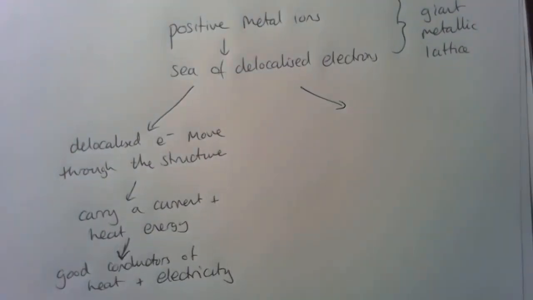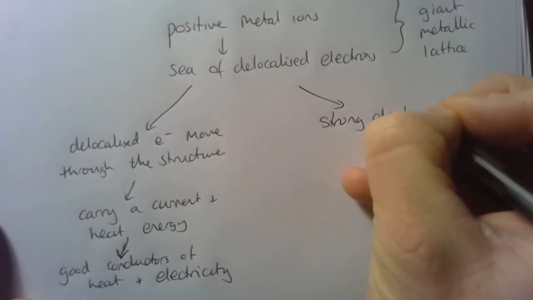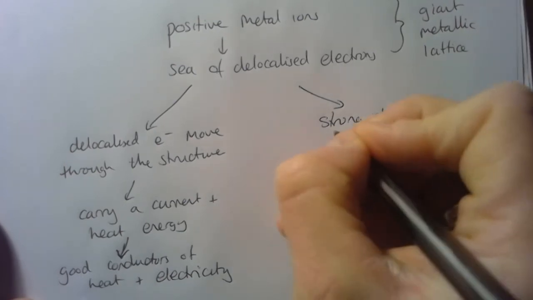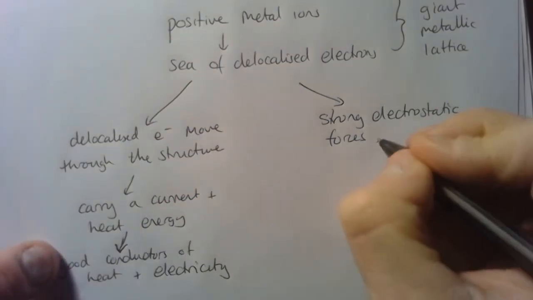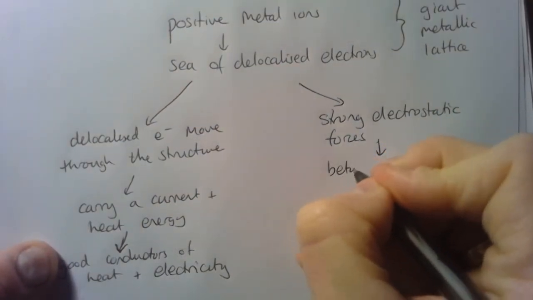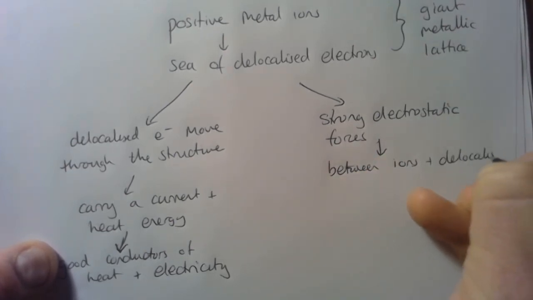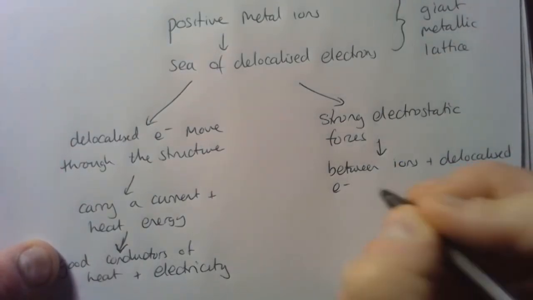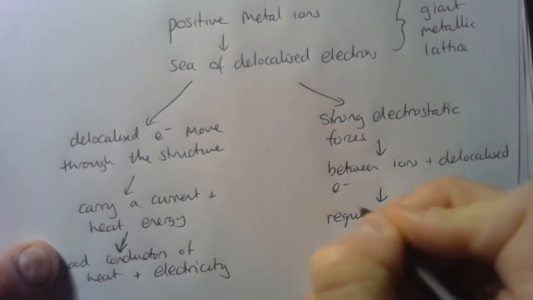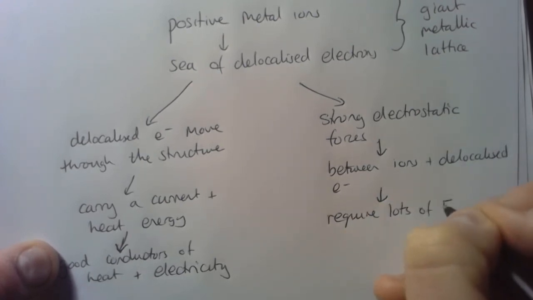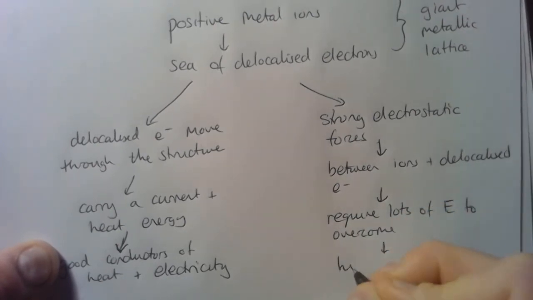The second point that we need to know is that there are strong electrostatic forces. So we've seen electrostatic forces before when we looked at ionic structures, but we've got strong electrostatic forces, and these strong electrostatic forces are between the ions and the delocalized electrons. These require lots of energy to overcome. As a result of that, metals have relatively high melting points.